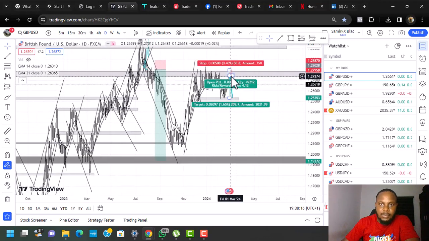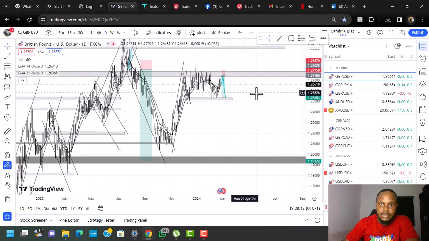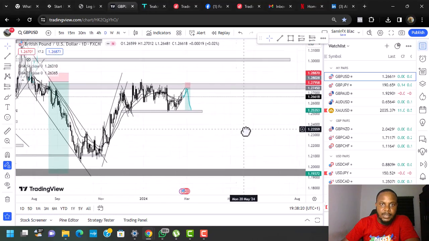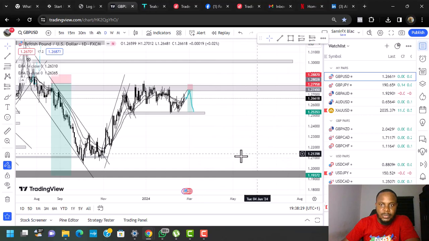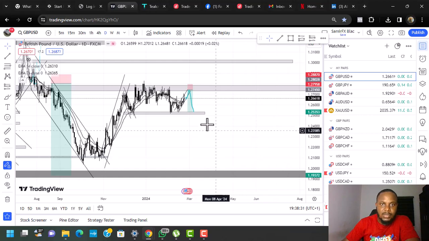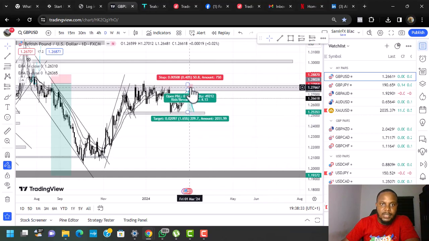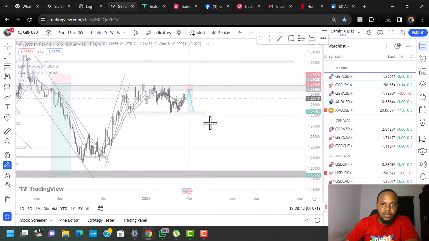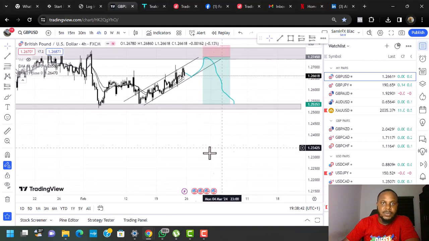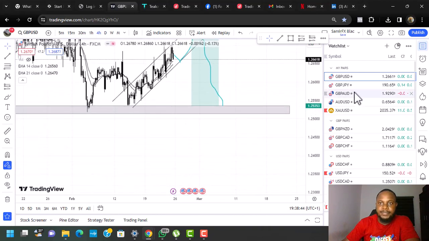But I think I'm more of a seller, because we can have this pair go all the way down here, which is around 1.22, 1.21. I think that's what I'm looking out for. That is if I see a strong sell confirmation here, and then later a break of this level. I think we'll be looking at overall long-term sells for GBP USD.